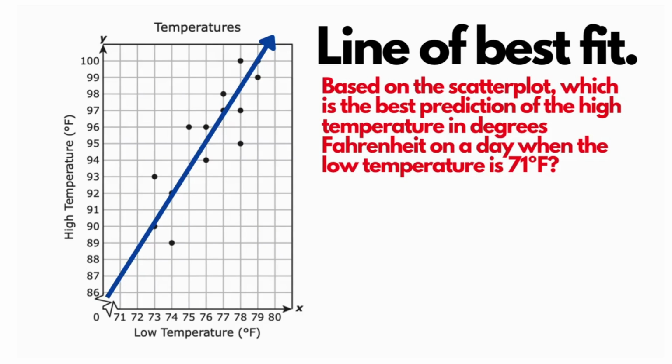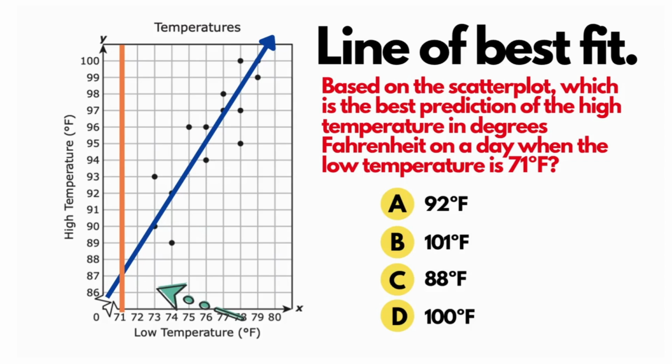So our question says, based on the scatter plot, which is the best prediction of the high temperature in degrees Fahrenheit on a day when the low temperature is 71 degrees? So let's look at 71 degrees. Let's mark that on our graph right there. Now we have our line of best fit intersecting with our 71 degrees line. So we take an arrow and point right there.